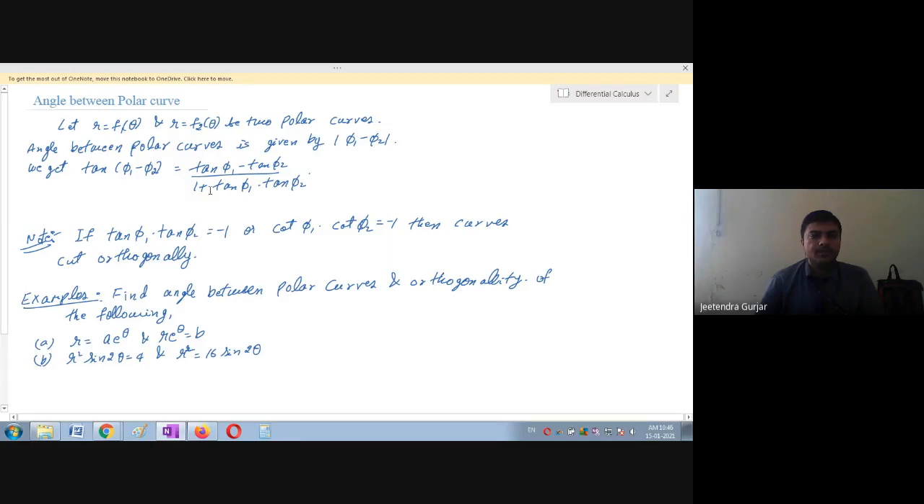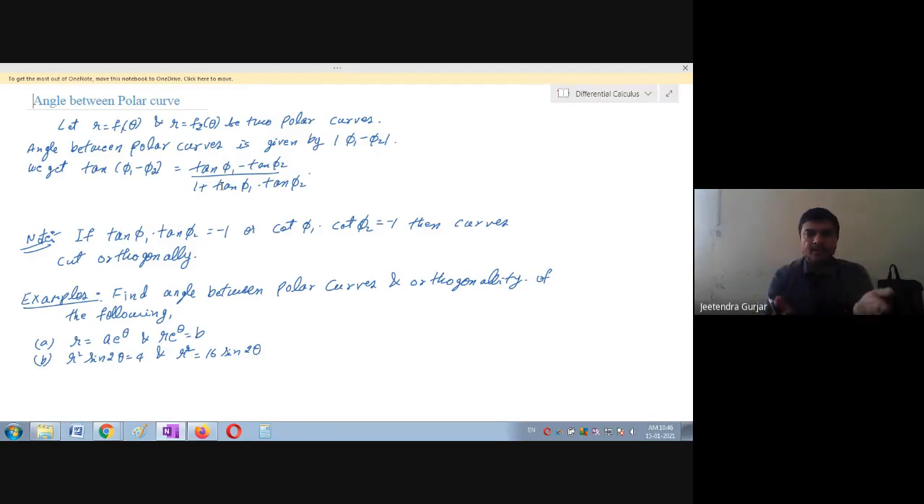So now you can see, until now we were using only one polar curve. Now there are two polar curves. From that, what is the angle we are going to find? This is a little bit different. We take first note, if tan phi 1 into tan phi 2 is equal to minus 1, or if it is proved that cot phi 1 into cot phi 2 is equal to minus 1, then these two curves will cut orthogonally. Please remember this one step.